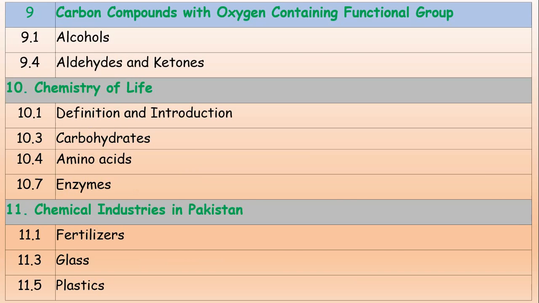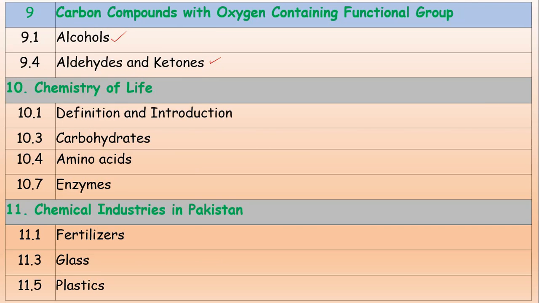Now chapter number 9, carbon compounds with oxygen containing functional group. In this we will discuss only three compounds. There are lots of other compounds, but they were reduced. Now we have to study about the alcohols, what are alcohols, nomenclature, preparation, each and everything, then aldehydes and ketones.